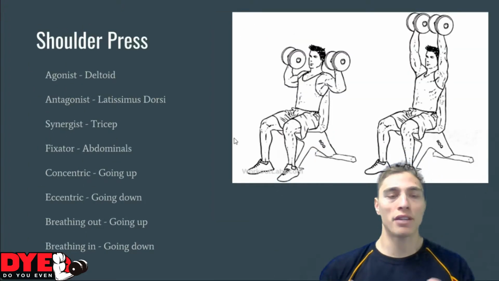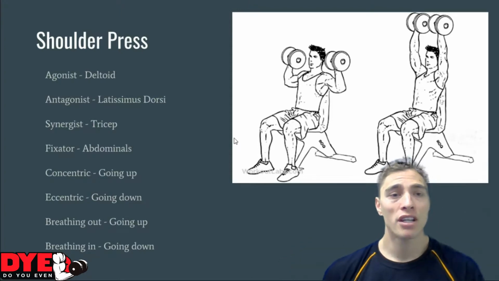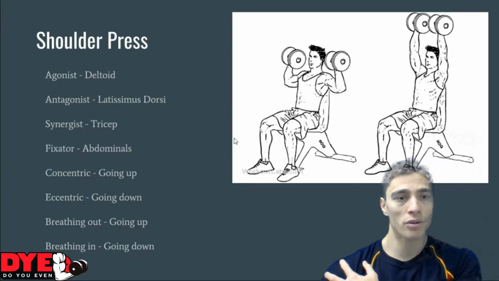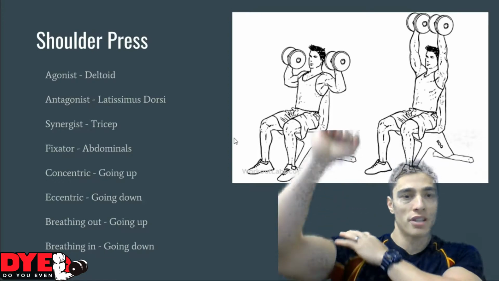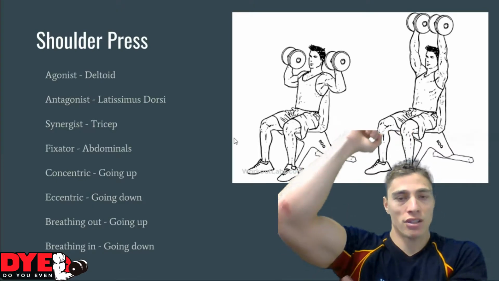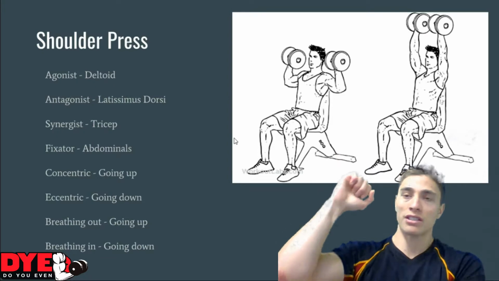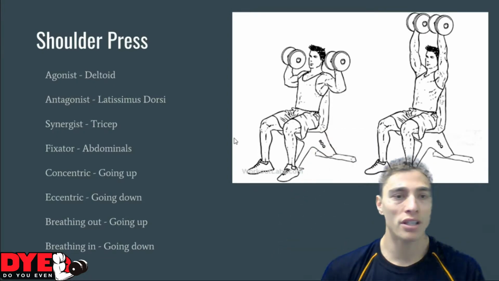Shoulder press, dumbbell shoulder press, or it could be a military press with a barbell. So agonist is your deltoid, your shoulder muscle. Antagonist, so the opposite, shoulders go up, latissimus dorsi comes down. So that's the antagonist, the opposite muscle. Synergist, tricep, your tricep helps extend your elbow as you come up.